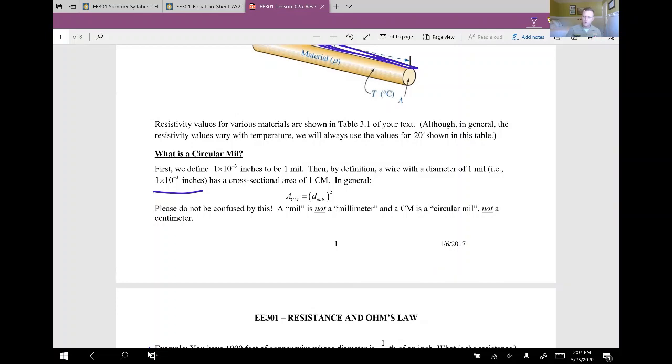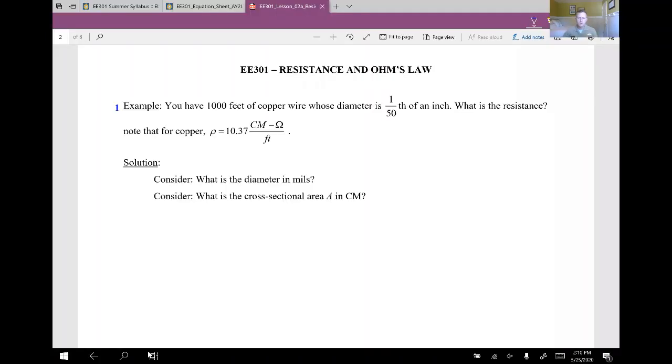We see it's not a centimeter, it is a circular mil. So now let's do example 1 here. We're given several things. We have length, that's the L inside that formula. If I'm looking at my resistance formula, we're looking for resistance here. R is equal to rho L over A.